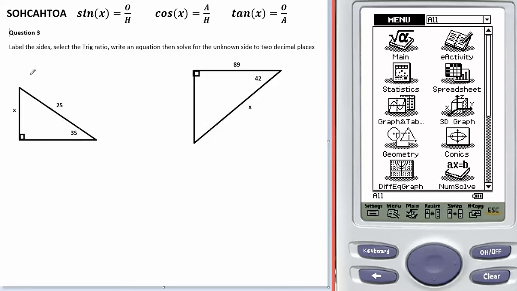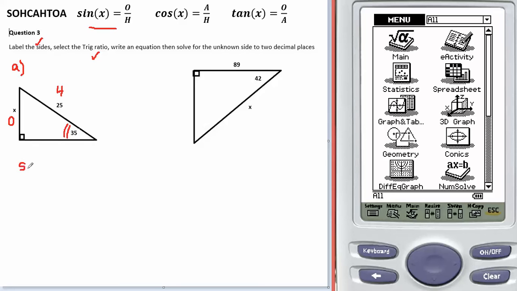Okay, in part A, so this is A. Here is my angle. X is the opposite and 25 is the hypotenuse. Label the sides, done that. Select the trigonometric ratio. O and H will use sine. So I'm going to use sine.